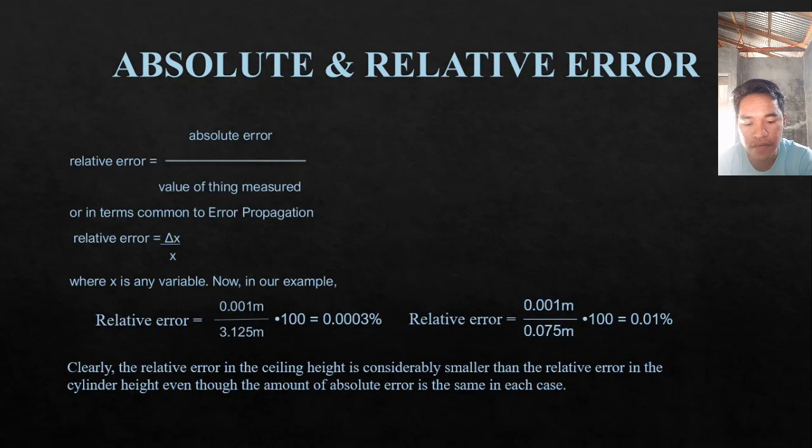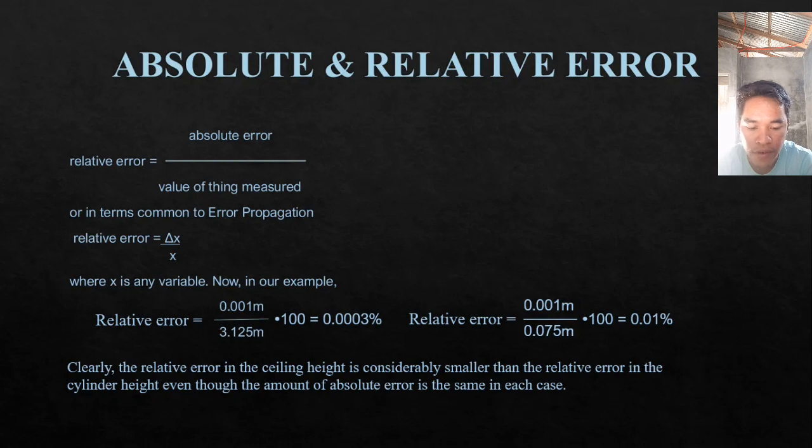In the relative error example, relative error is equal to the absolute error divided by the value of the thing measured. In other terms common to error propagation, relative error equals delta x over x, where x is any variable.